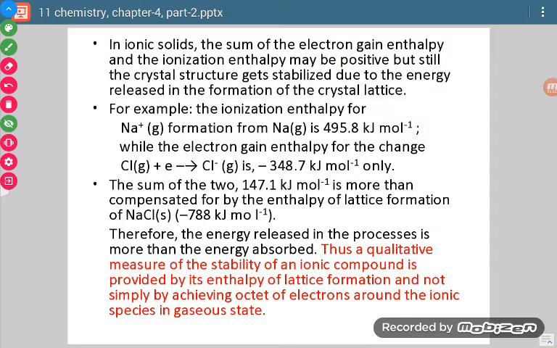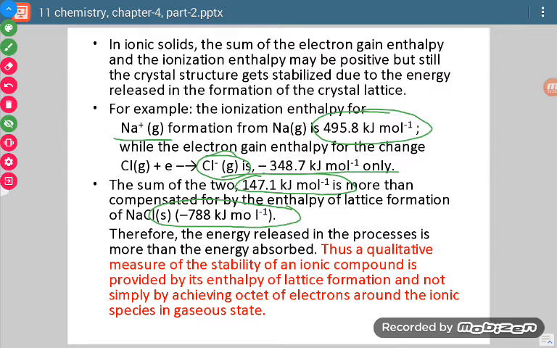Now see, we will understand it with one example. For example, if we are going to form NaCl. Now when we formed the Na positive ion, this much was the energy required. Now when we formed the Cl negative ion, this much was the energy released. So if we see, the sum of the energies is positive. And for making a stable ionic compound, the total energy should be negative. Now if we see the lattice enthalpy value, it is highly negative.